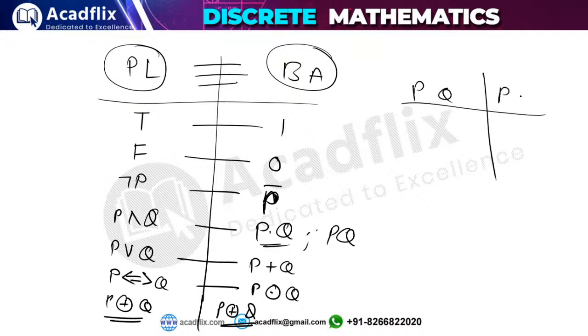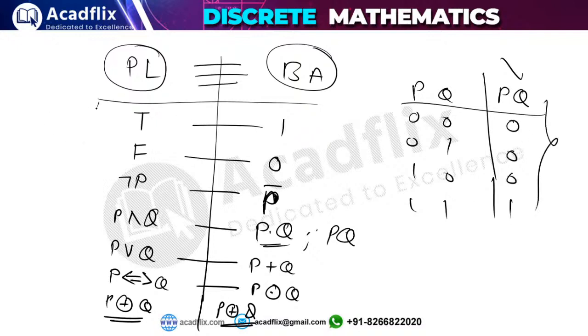If I do like this, then remember this means p conjunction q, and I can make a truth table like this. Why? Because I told you that 0 means false, 1 means true. So what will be the truth table I will get? The truth table will be like this. So this is the relation, the connection between propositional logic and Boolean algebra. These are exactly equivalent.